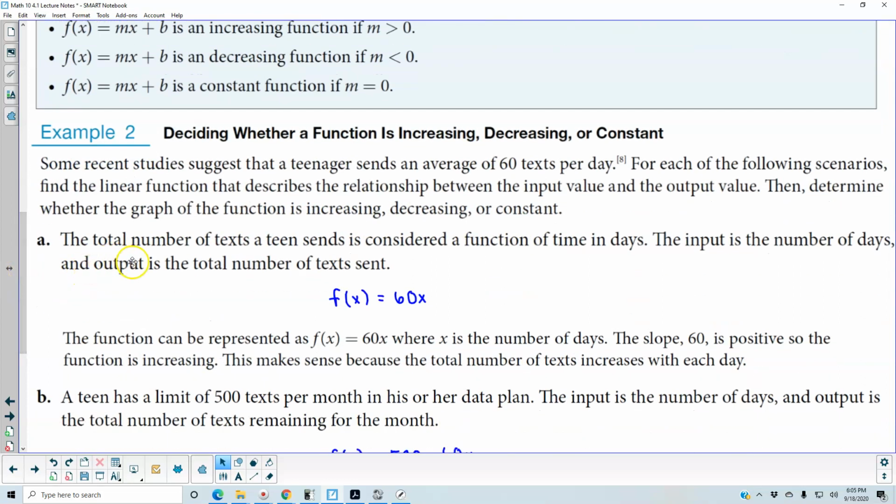So for part A, the total number of texts a teen sends is considered a function of time in days. The input is the number of days, and the output is the total number of texts sent. So the function would be f of x, which is equal to 60 times x, where x represents the number of days. The slope 60 is positive, so the function is increasing, and this makes sense because the total number of texts increases with each day.